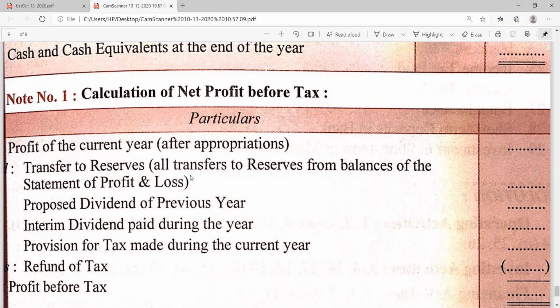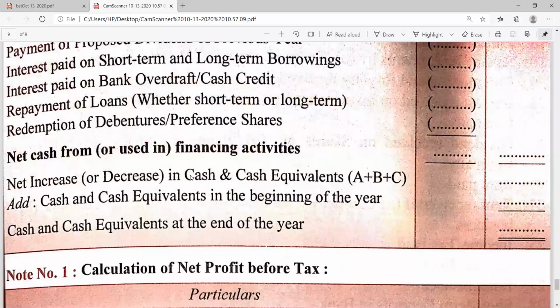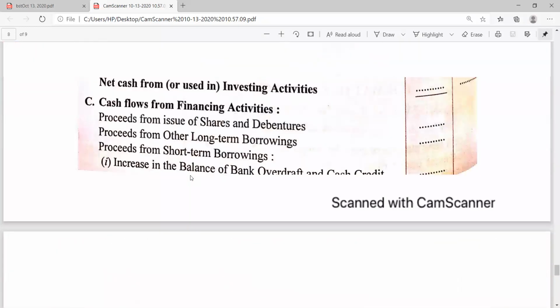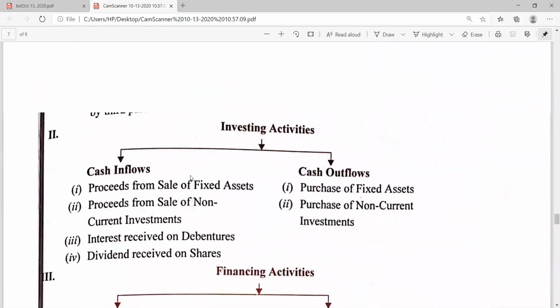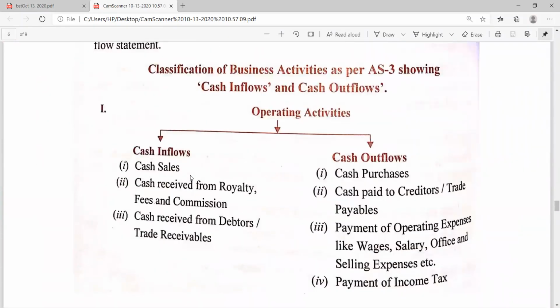In this way, we will get the profit before tax, and we have to start the cash flow statement with profit before tax. In this way, we have to do this. And here the flow charts are given to us, the cash inflow and outflow.